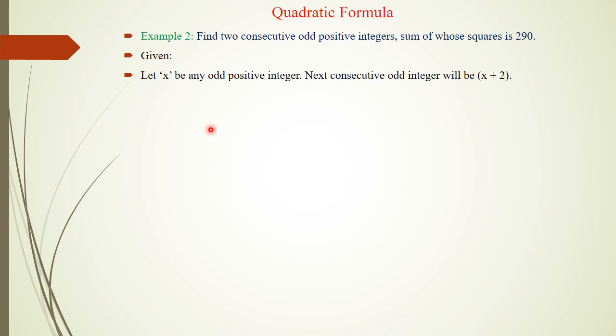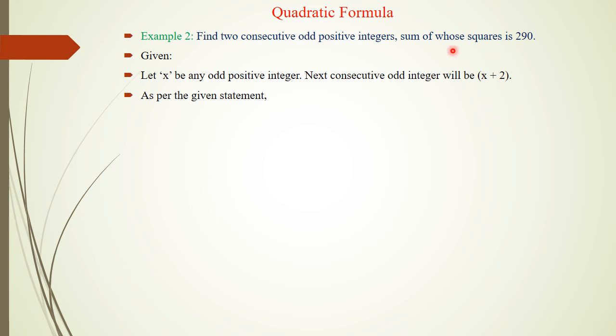Let us note down the given data. Let x be any odd positive integer, as mentioned, odd positive integer. Next consecutive odd integer will be 2 more than this x. For example, I am considering 23 as my odd positive integer. Next odd positive integer will be 25, that is nothing but 2 more than the previous one. Therefore, if I consider x to be the odd positive integer, next consecutive odd integer will be x plus 2. This you can see here.